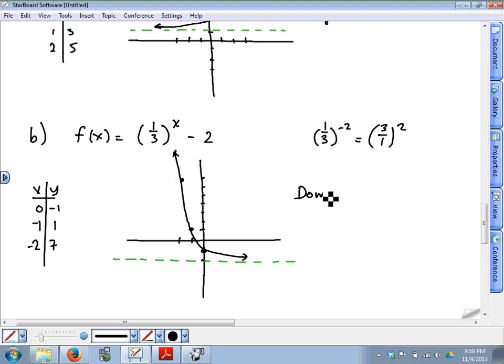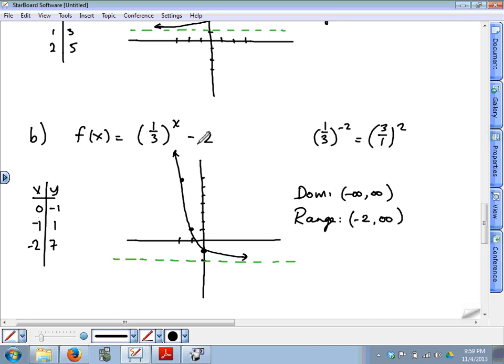Okay, domain. It's all real numbers. Range is negative 2 to infinity.